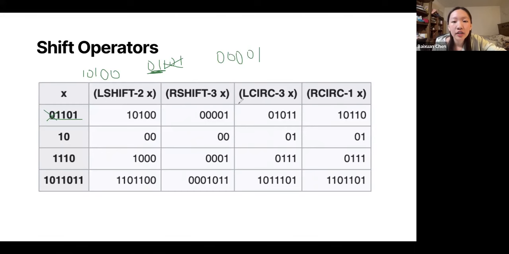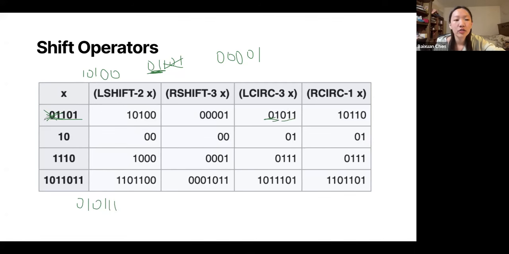And then for left circular, it will actually rotate it, and it won't just replace it with zeros. For example, with left circular 3 of 0, 1, 1, 0, 1, they'll move everything to the left 3. So they're removing these 3, and then the 0 and the 1 will become the leftmost digits, but then the 0, 1, 1 will be added back at the end, like this. Like right here, the 0 and the 1 move the most to the left, and then they add 0, 1, 1 at the end. And then for right circular, it's the other way.